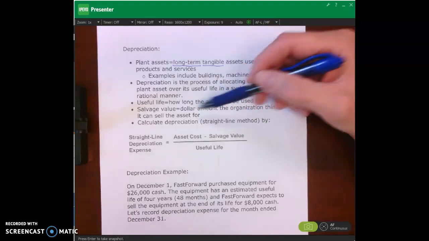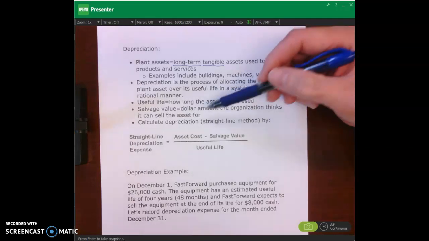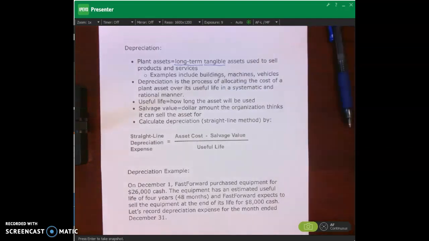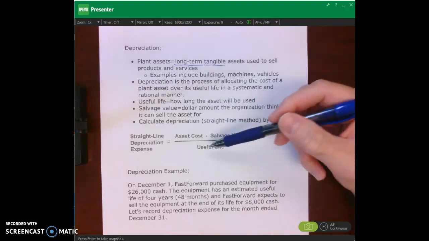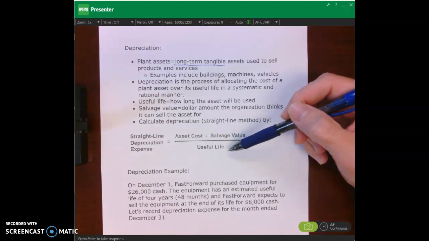Salvage value is the dollar amount that the organization thinks we can sell the asset for at the end of its useful life. So at the end of the useful life, we have a computer, and we think that we can sell it for $1,000. The salvage value is $1,000. Again, we take the asset cost minus the salvage value divided by the useful life.